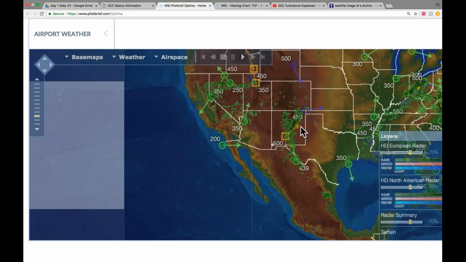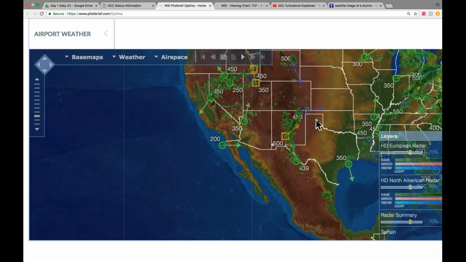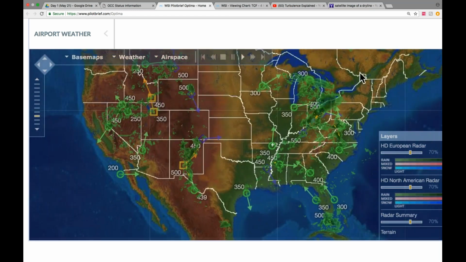So looking at the radar summary and then thinking about what we've been talking about today, can you guys identify what kind of pressure system we probably have right here? And what kind of pressure system we'd have right there? Wouldn't they both be high pressure systems?